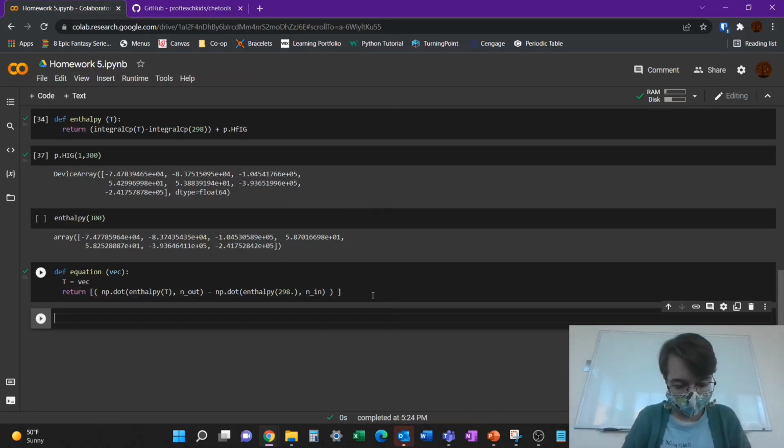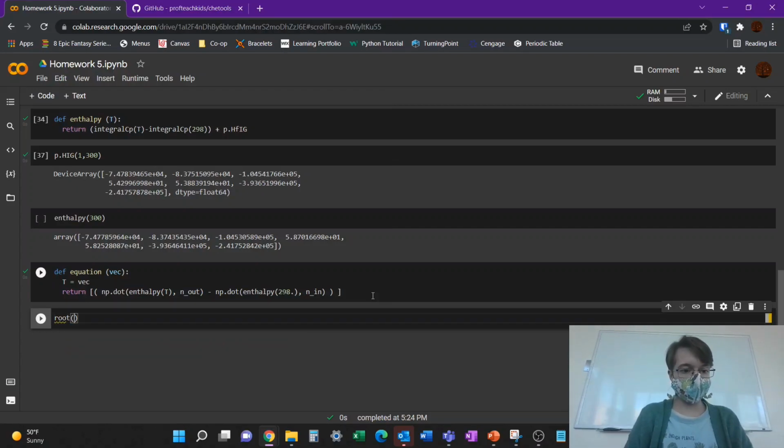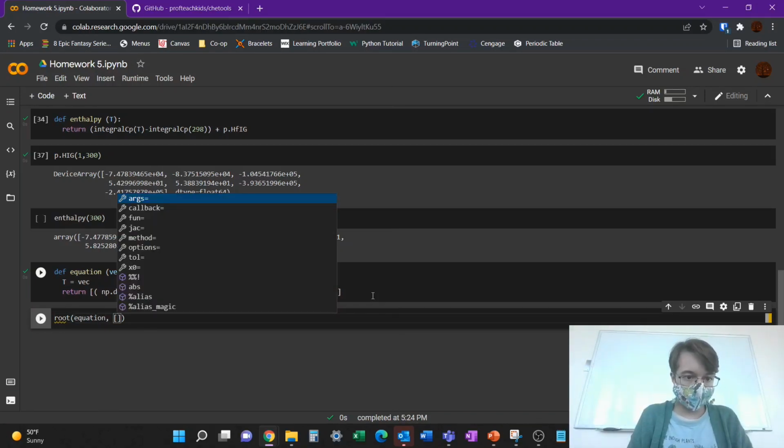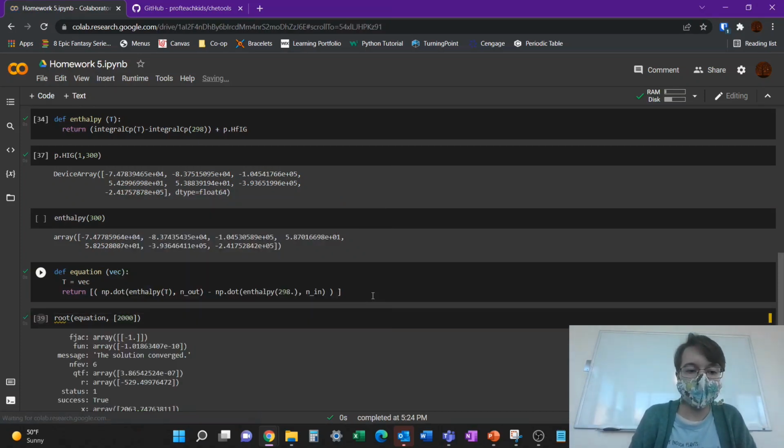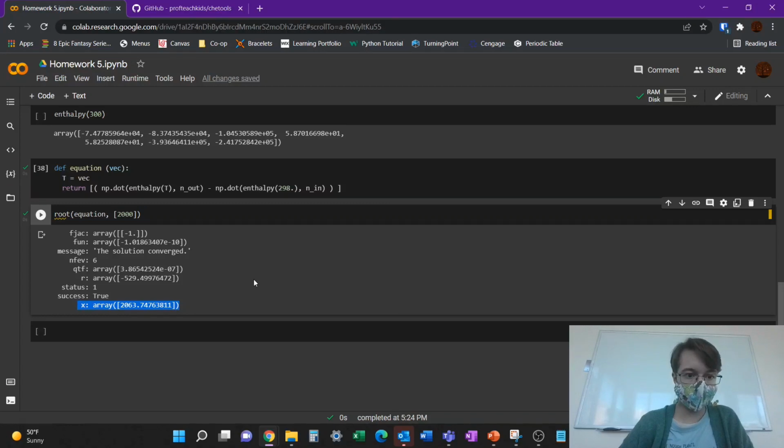So let's go ahead and get the root solver. So we're going to take root, and we're going to take equation, and then we have to give it a guess. So let's say maybe 2000 Kelvin, because it's going to be pretty hot. It's a flame, right? So we get that, and we see down here this is where the solution is 0, because root minimizes functions.